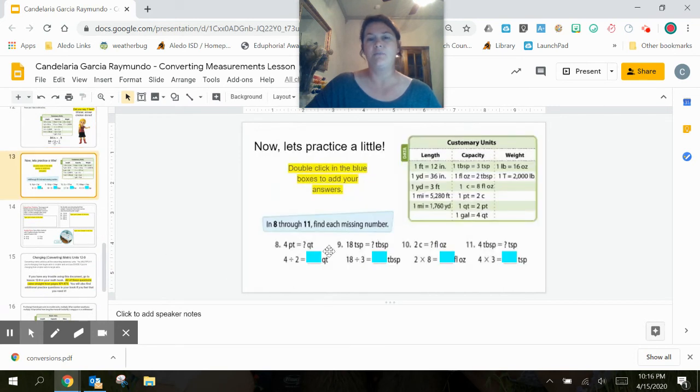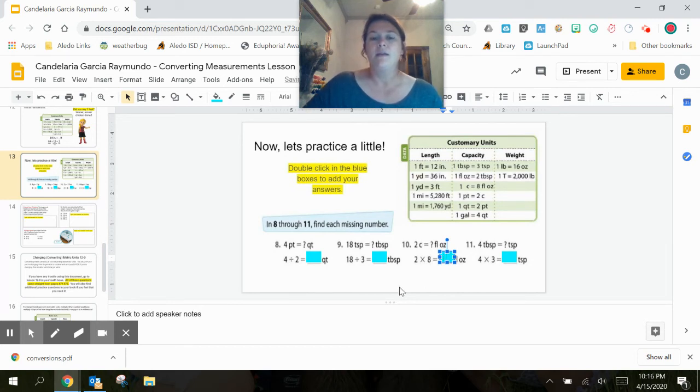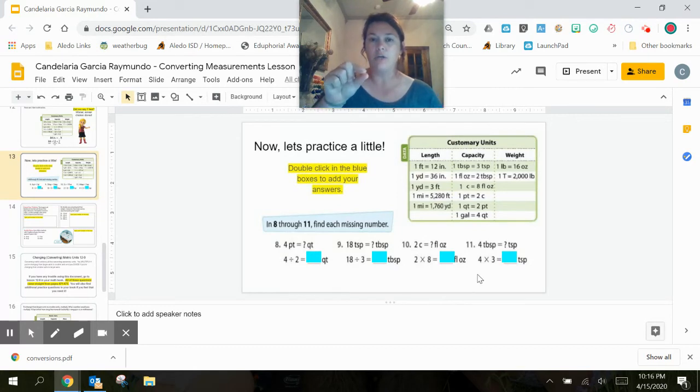And then you're going to do some practice here. It says in 8 through 12, find the missing number. You're going to double click in the blue boxes to type your answer in here. Then you'll just type a number. So you're going from 4 pints to quarts. So pints are smaller than quarts, so you divide. Teaspoons are smaller than tablespoons, so you divide. Cups are greater than fluid ounces, so you multiply.